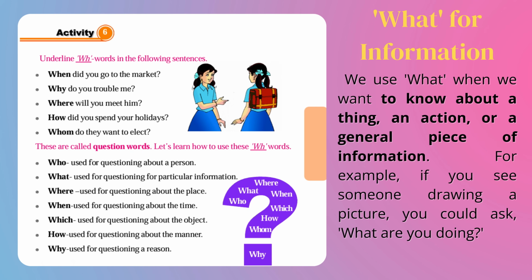So, what for information? Next one is what. You can see that in the screenshot also. What is used for questioning for particular information. This means we use what when we want to know about a thing, an action, or a general piece of information. For example, if you see someone drawing a picture, you could ask, what are you doing? The answer would tell you about the action they are doing.